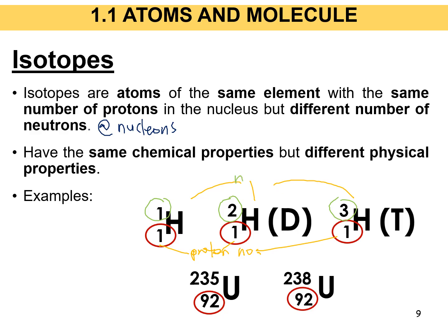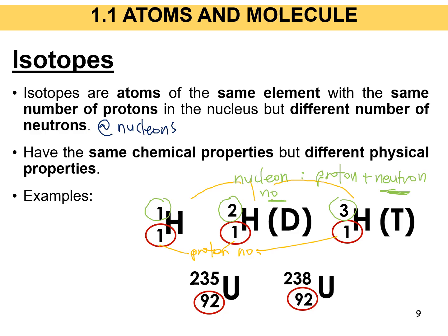So as we know, nucleon number kan kita dapat daripada proton campurkan dengan neutron. Right. So since neutron diorang different, makanya nuclear number diorang pun berbeza lah. Okay. So for hydrogen ni, atoms ni, they have 3 isotopes. Okay. And same goes to uranium as well.